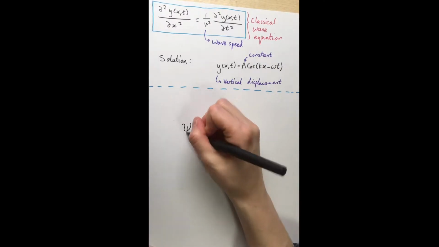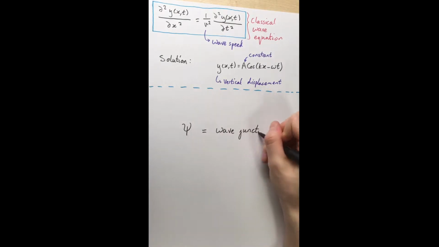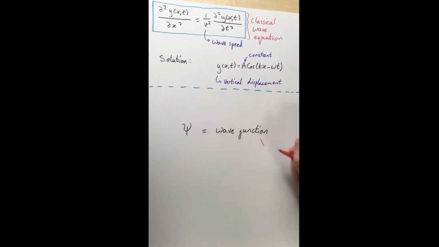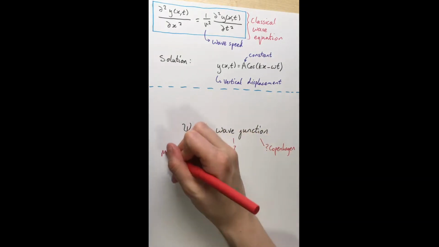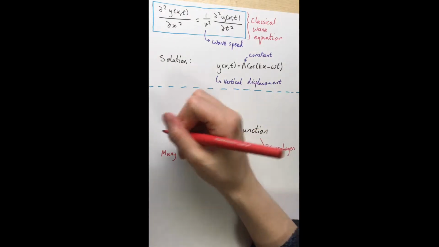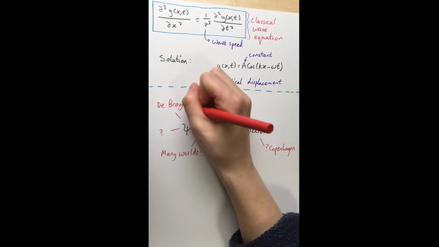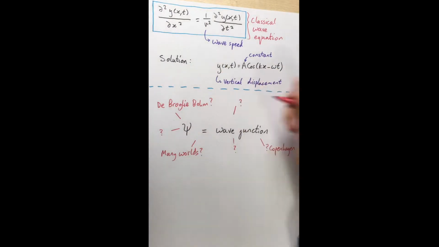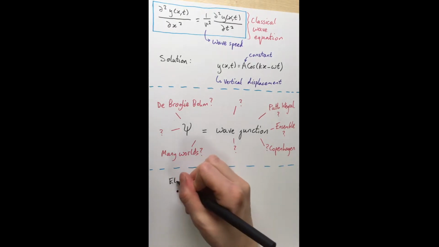Using this solution to the classical wave equation as inspiration, we'll say that a quantum mechanical particle is described by a wave function. To explain what the wave function really is is very tricky, as different interpretations have different descriptions of what this wave function is and how it changes under certain situations. Mathematically, it is a complex object that contains all the information about a quantum mechanical system.